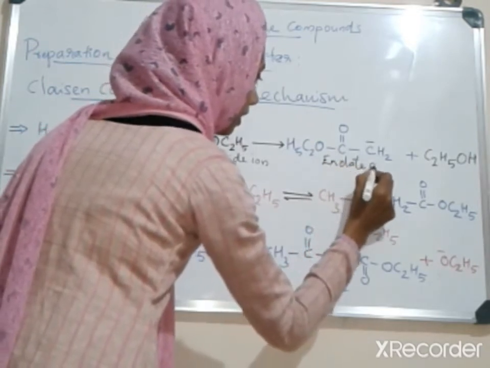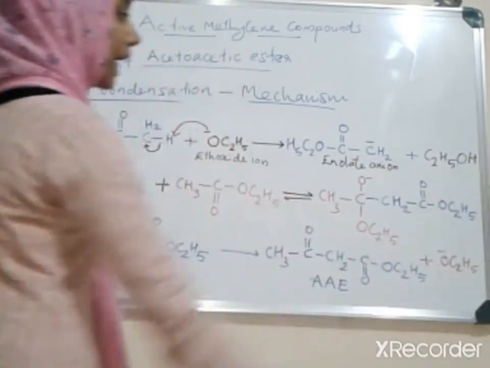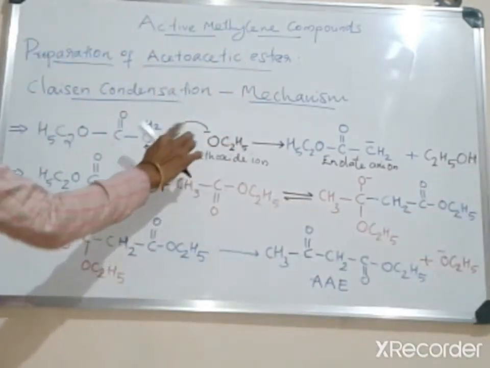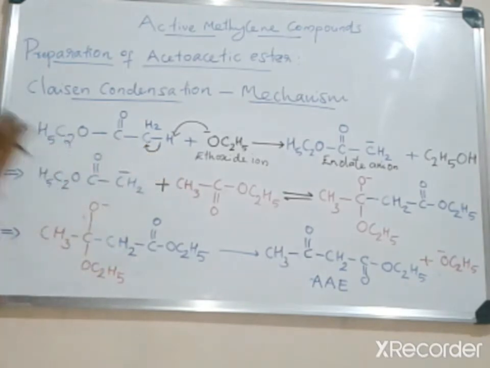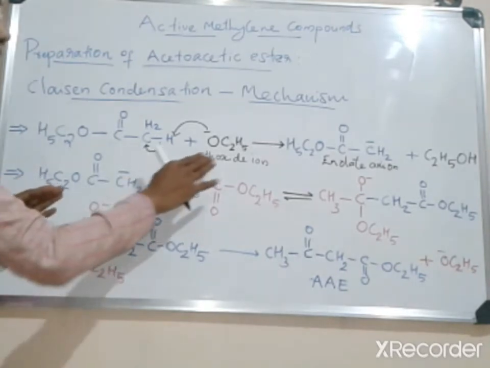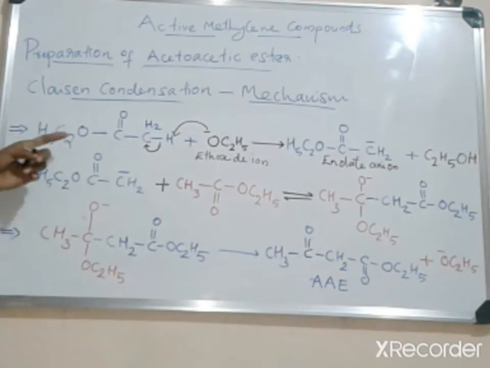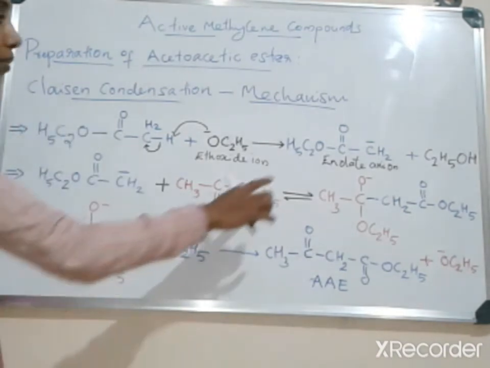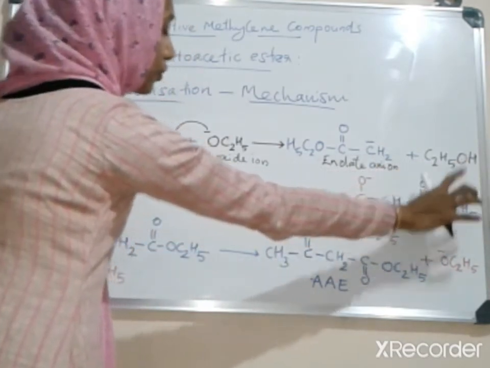The enolate anion, plus we get ethanol, C2H5OH. This is the first step of the mechanism. In this step, the ethoxide ion abstracts an alpha hydrogen atom from one molecule of the ester, ethyl acetate, and forms an enolate anion and ethanol.